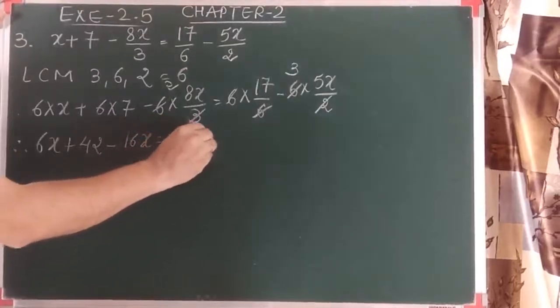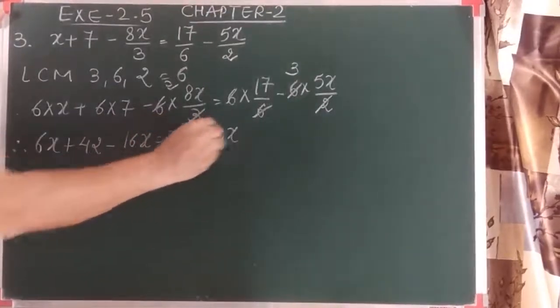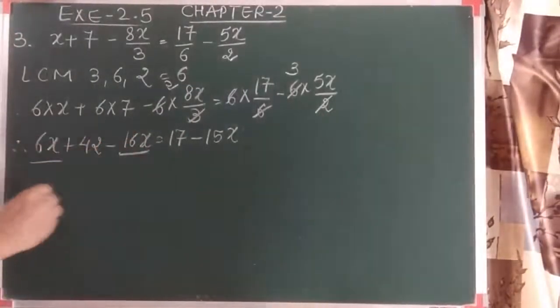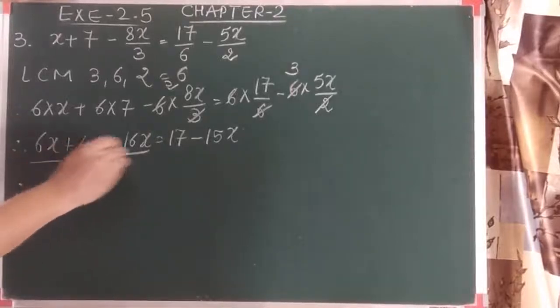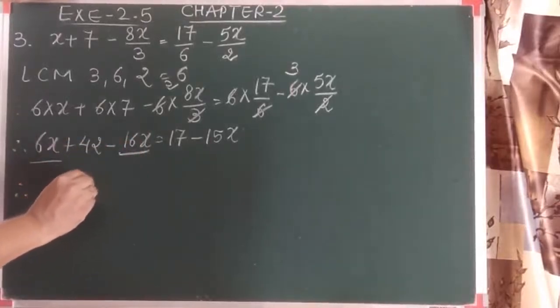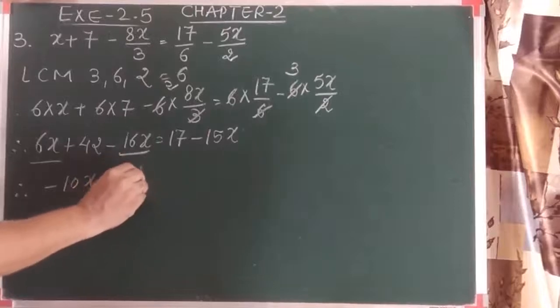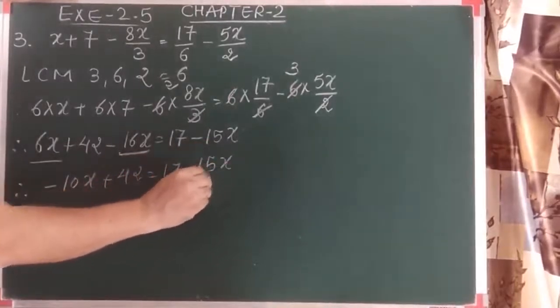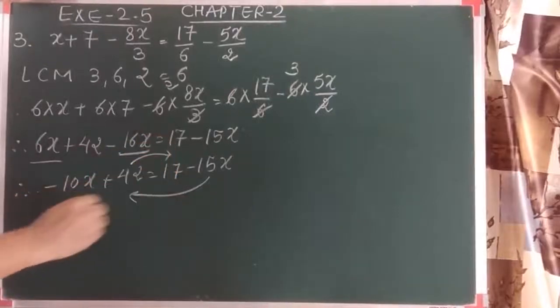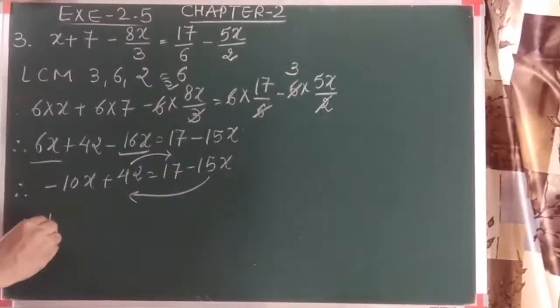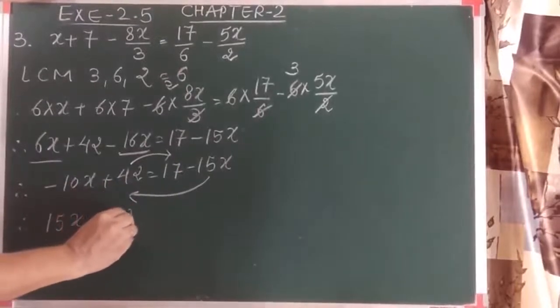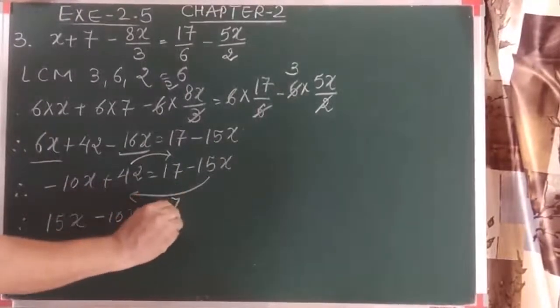is equals to 17 minus 5 3s are 15x. Again we should take all the variables to the left hand side and all the constants to the right hand side. But on the left hand side we have two variable terms, so let us simplify that first. That is minus 10x plus 42 is equals to 17 minus 15x. Now I will take the variable to the left hand side and the constant to the right hand side. So this 15x becomes positive, minus 10x is equals to 17 minus 42.